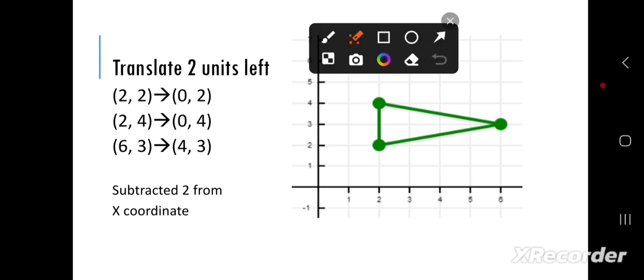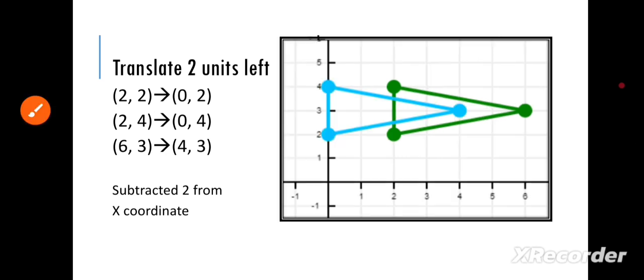Look here, we have all the x coordinates, and since we want to move it to the left side, what we have done is that we subtract 2 from the x coordinate. So this image has been moved 2 units left. Each point is moved 2 units left.